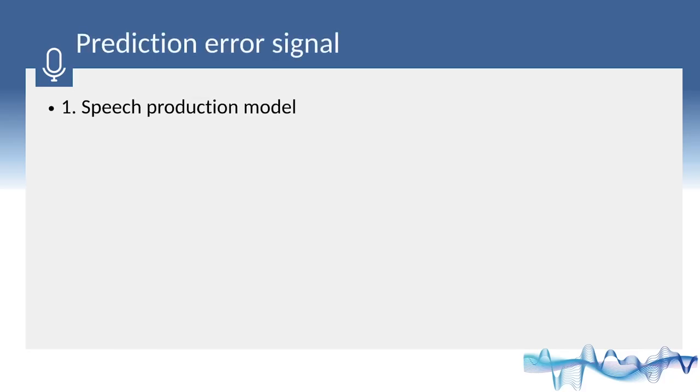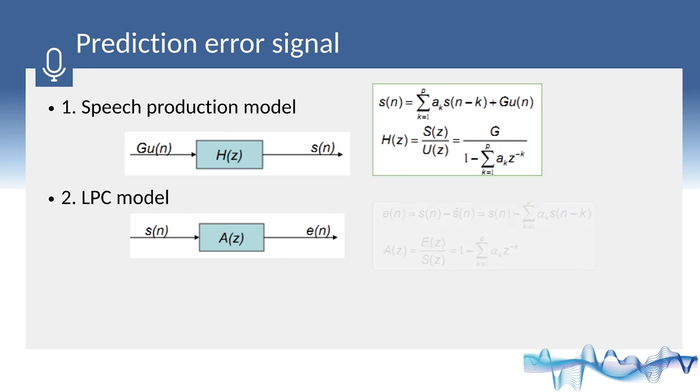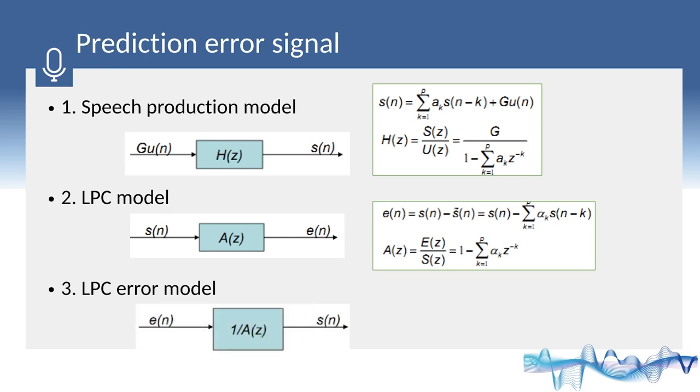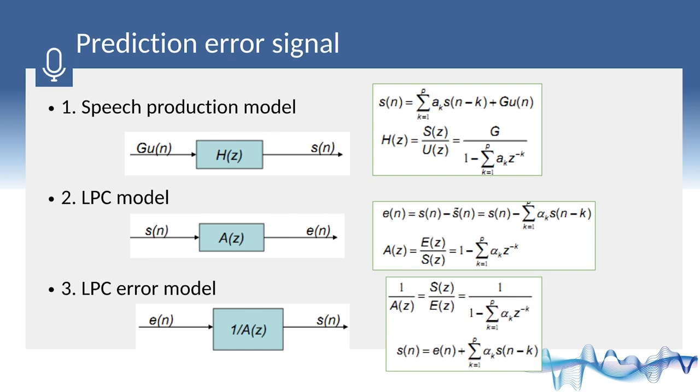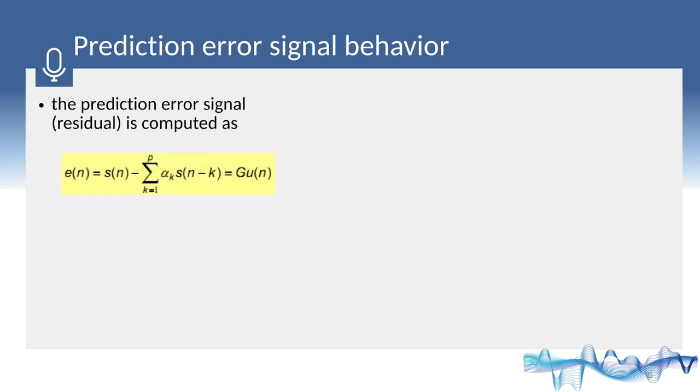The speech production model, LPC model, and LPC error model can be described using discrete-time system functions. Linear prediction coefficients alpha k are different from the vocal tract parameters a k. There exists prediction error for the AR model. The reconstruction is almost perfect, even if alpha k are not equal to a k. The prediction error signal is also called the residual signal in speech coding.